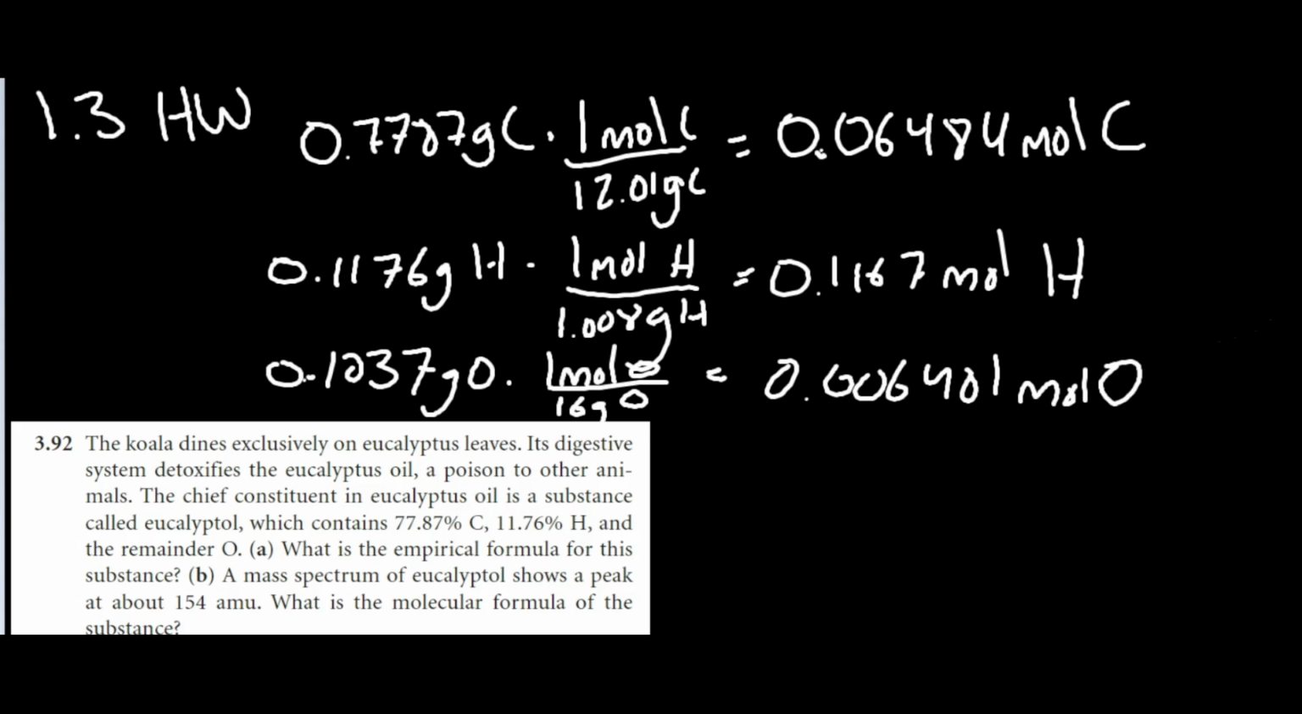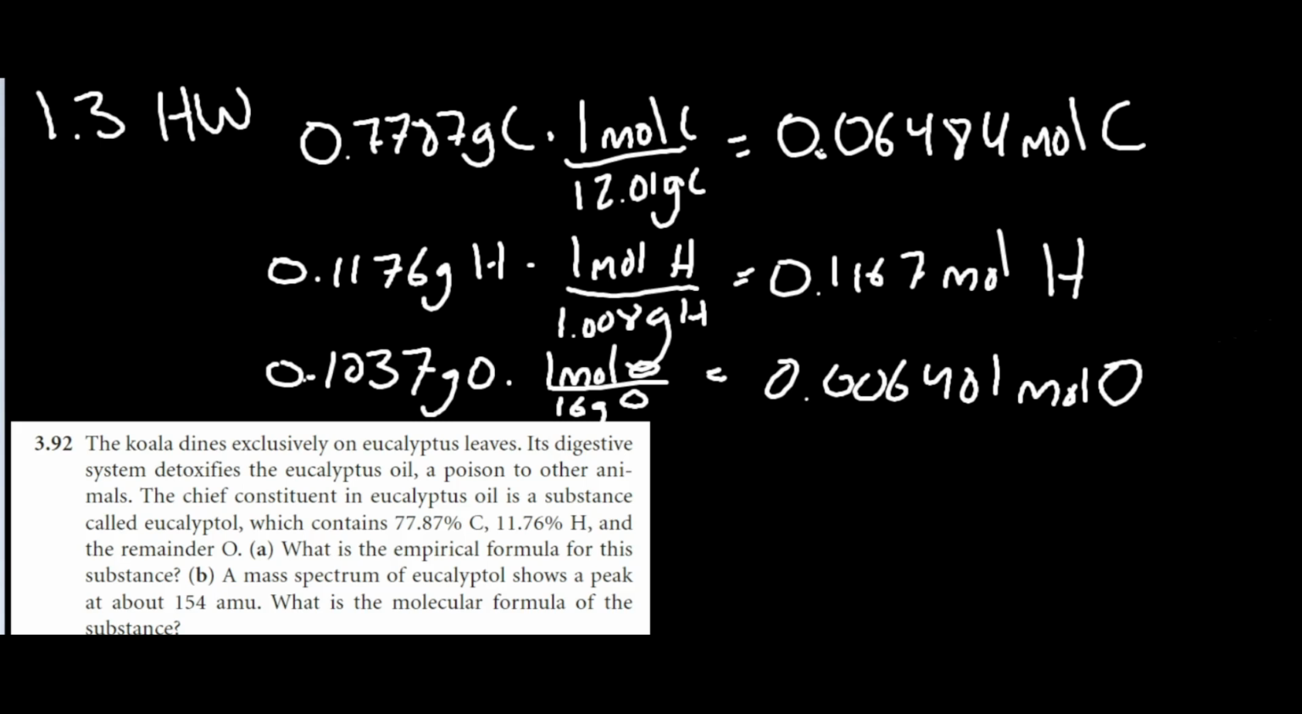You could either do what I did, where I said 100% is 1 gram, so then 77.87% is 0.7787 grams. Or you could say 100% is 100 grams, so 77.87 grams, although that might be a little more math than you want to do. For example, I did 0.7787 grams carbon, 0.1176 grams hydrogen, and so on. From there, we want to convert to moles because your empirical formula is going to be given in moles. So I divided by molar mass, and I got these numbers that you'll see on the screen.